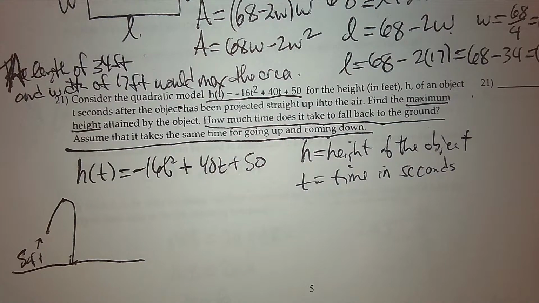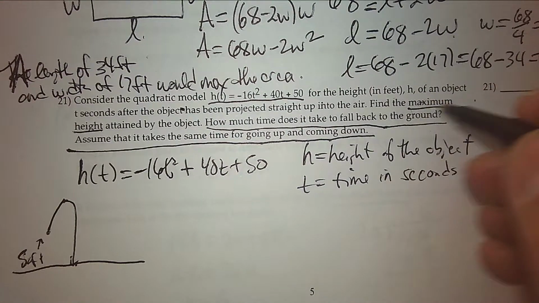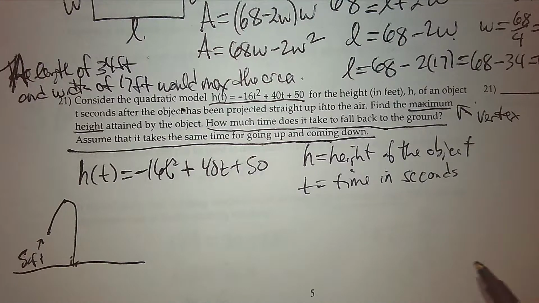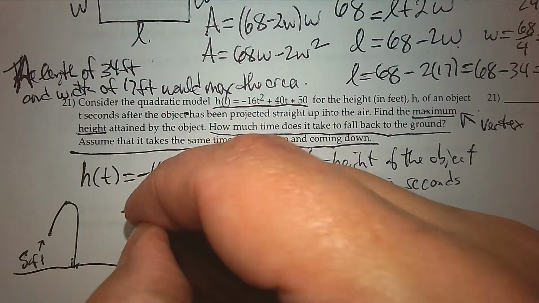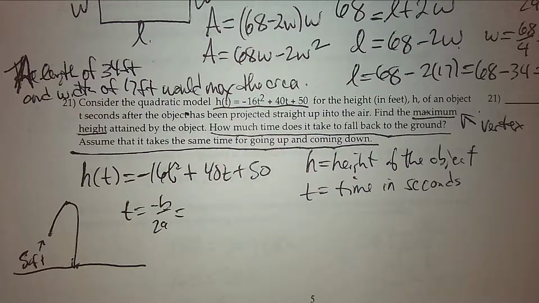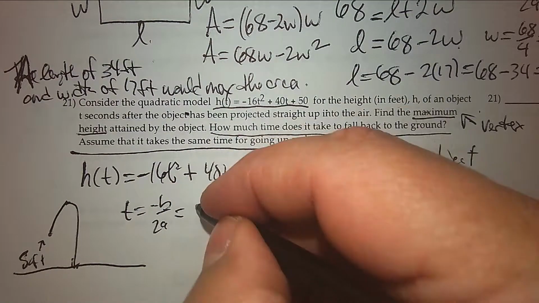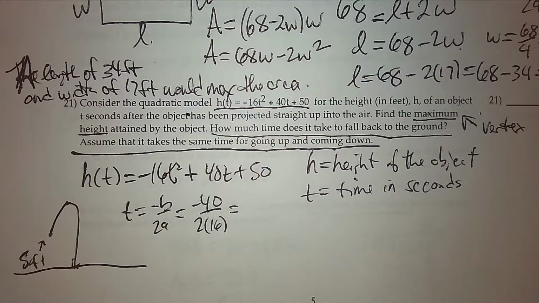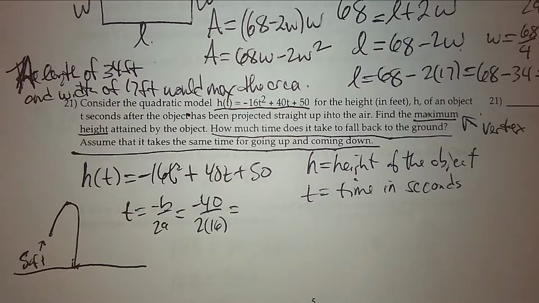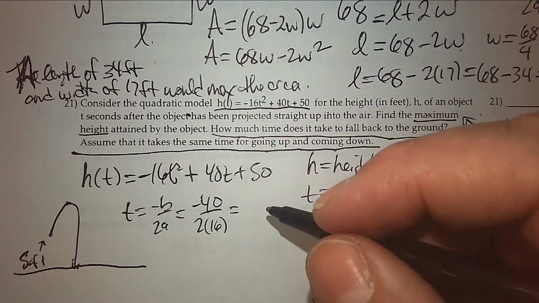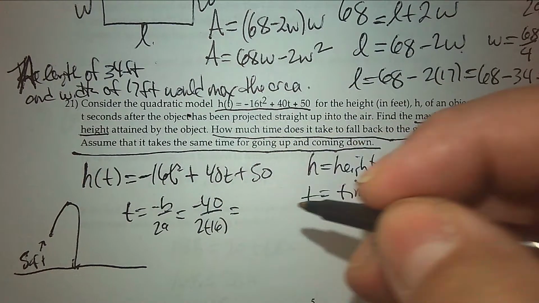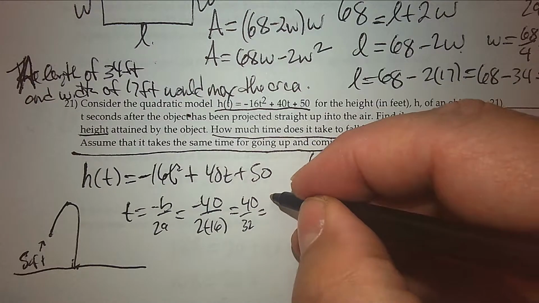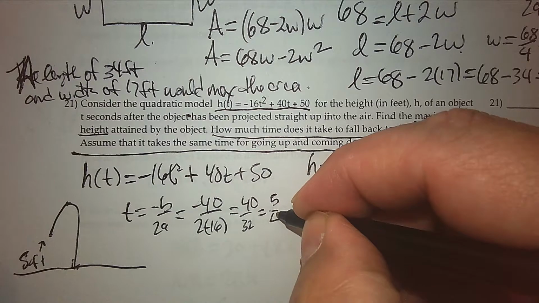So step 1 is, how would I find the maximum height? Well, the word maximum means what again? Vertex. And to find the vertex, it's negative b over 2a. Our b in this case is 40. And our a is 16. And it's a negative 16. So you get 40 over 32. 8 goes in both evenly. That's 5 over 4, so that's like 1 1/4.